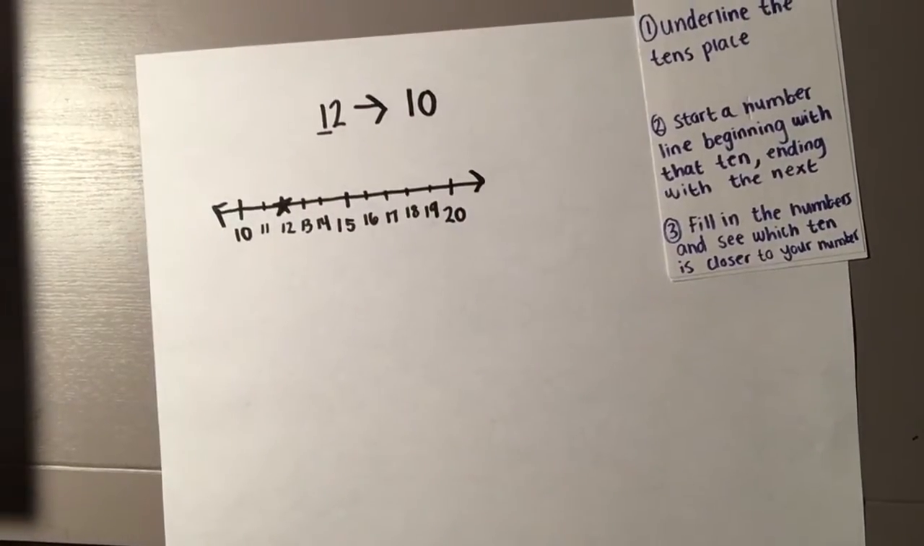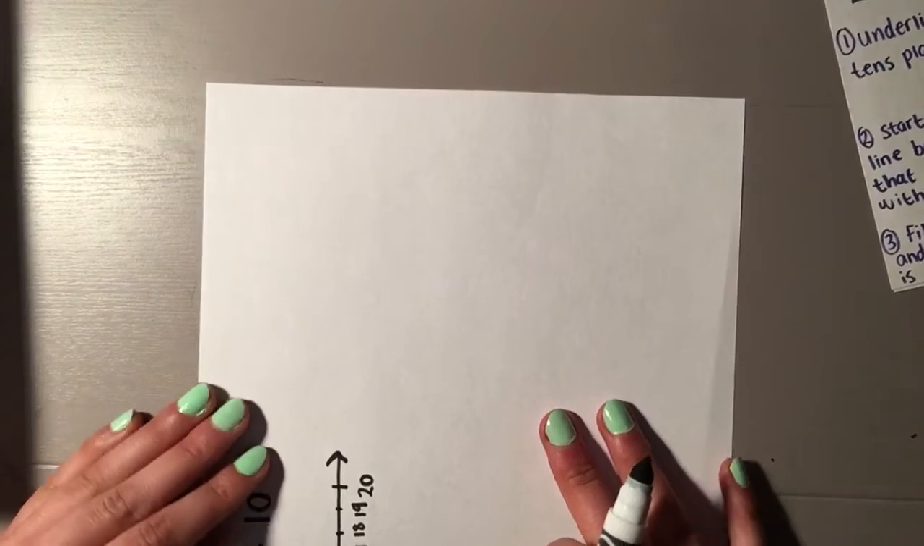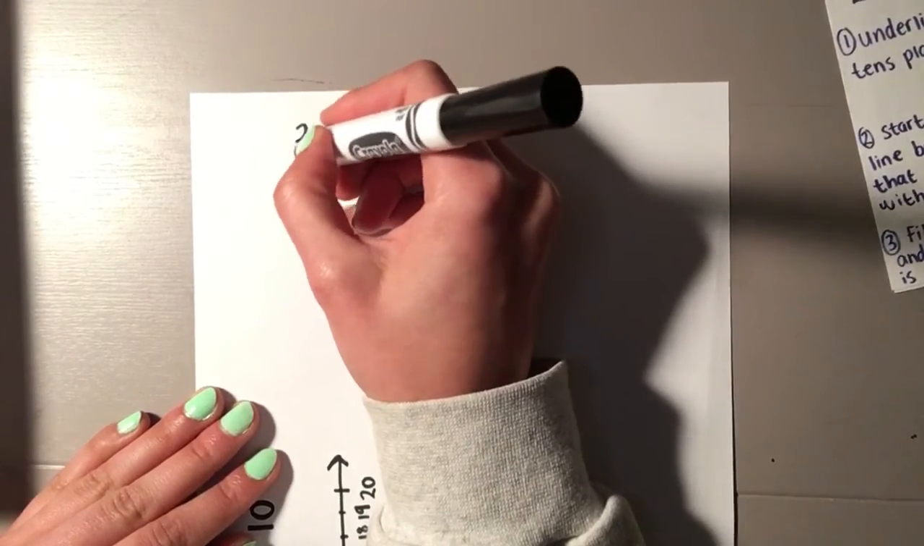Okay, stick with me. We're going to do another number. Let's flip my page like this. Okay, this time I'm going to round a bigger number. Let's round 37.